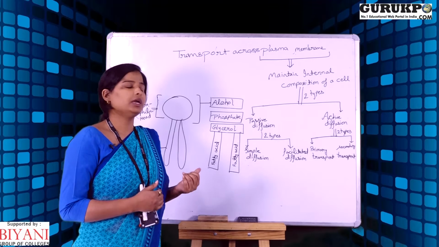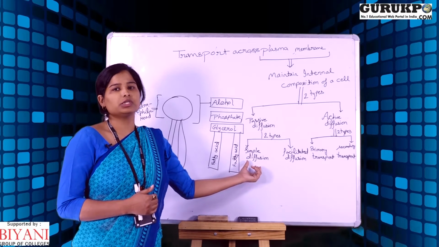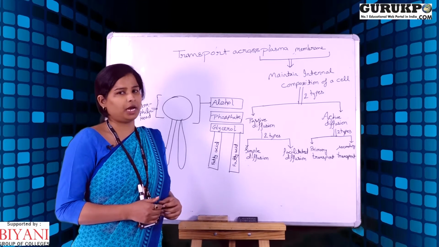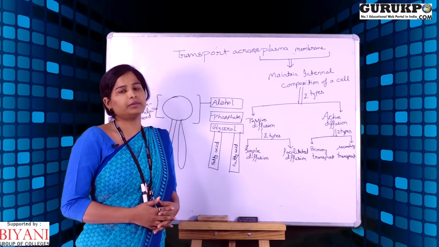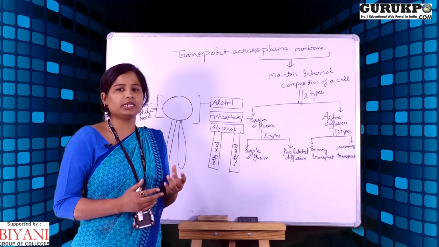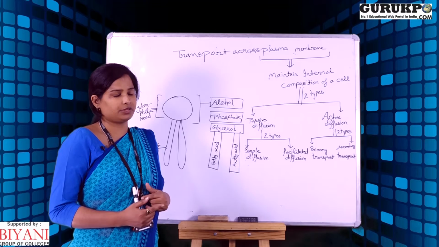It may be simple diffusion. It means the molecules simply dissolve in the lipid bilayer and move across the plasma membrane. And it can be facilitated diffusion. It means the carrier proteins or channel proteins facilitate the diffusion of molecules across the plasma membrane.